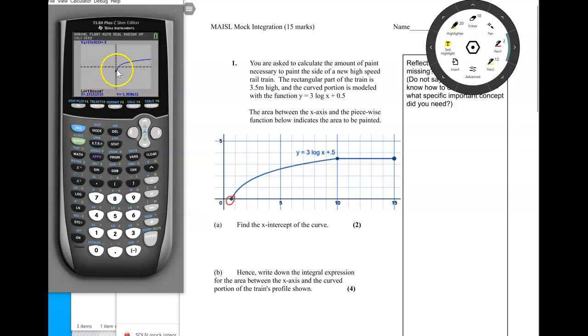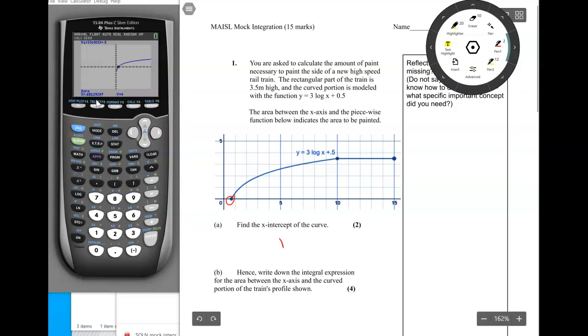So the left bound, I just need to put it slightly to the left of the x-intercept right there. So I'm just going to hit enter since the cursor is on the screen. And then I go slightly to the right. And then I hit enter. And then I hit guess. Doesn't matter where you hit guess. And the answer is 0.681, 0. So the x-intercept is 0.681. If you give it in coordinates like 0.681, 0, that's fine too.